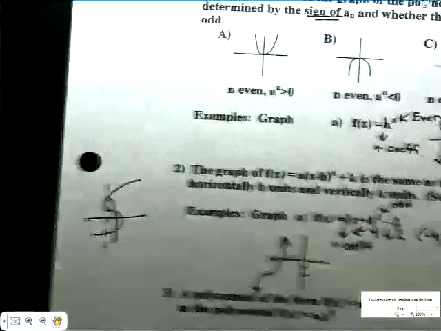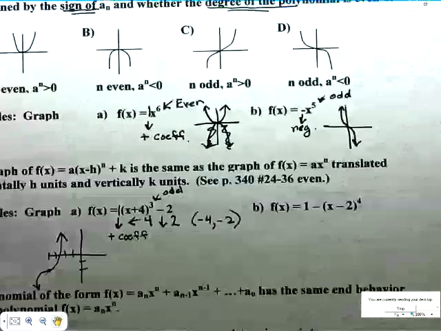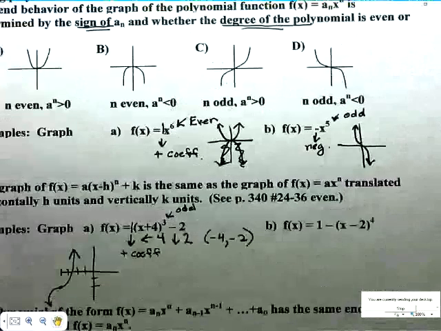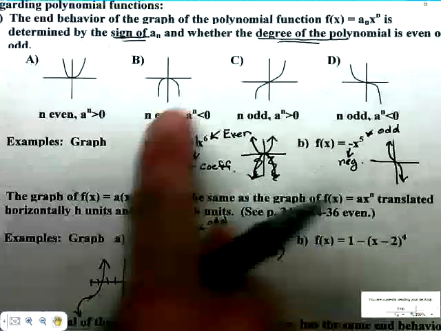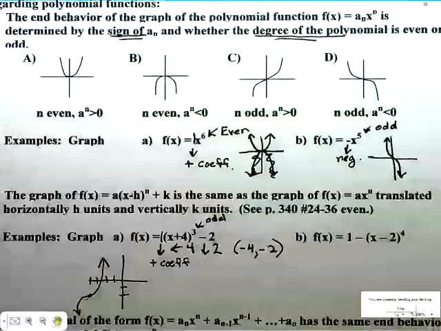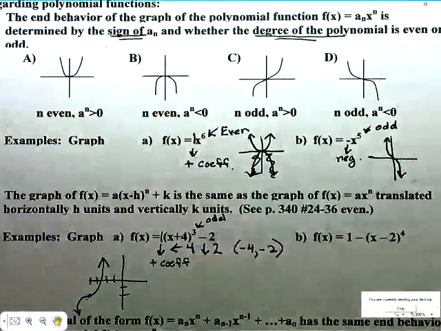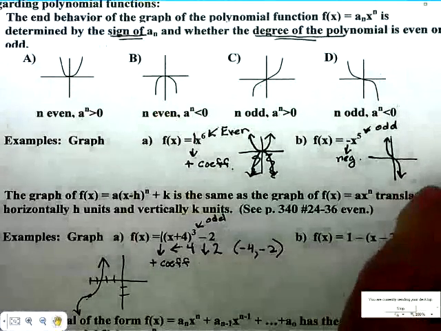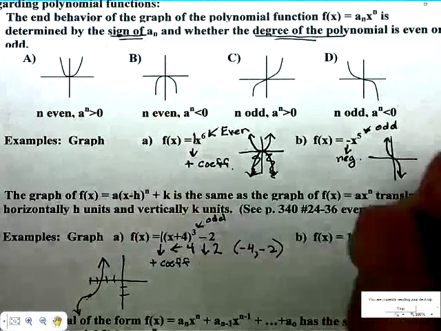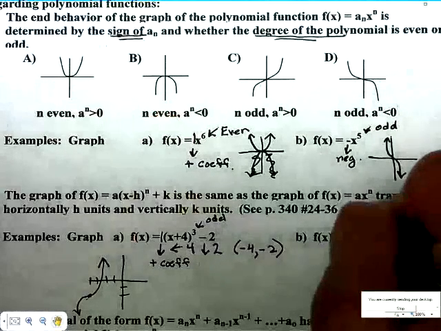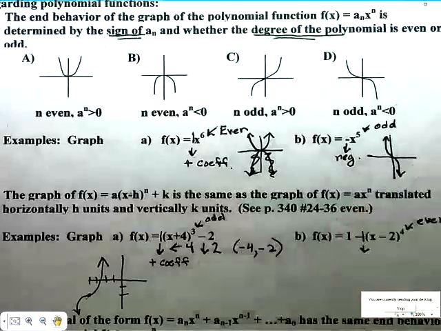What about example B? Is it going to look more like A, B, C, or D? Which one? B, because it is even degree and has a negative coefficient, this negative coefficient right here.